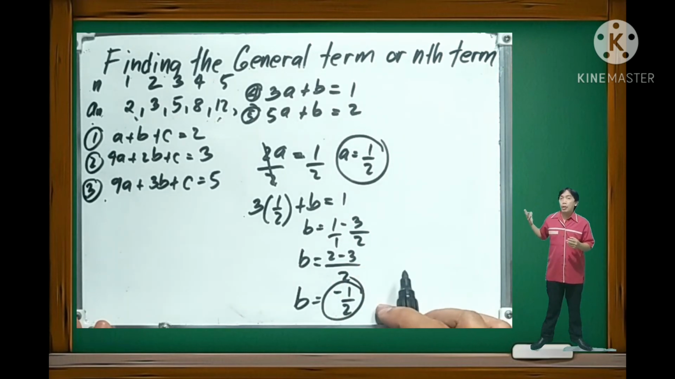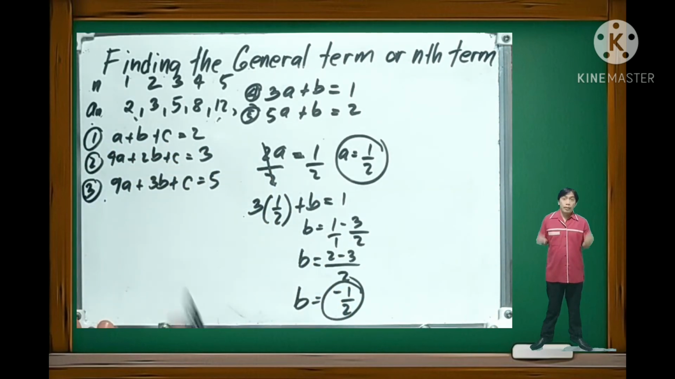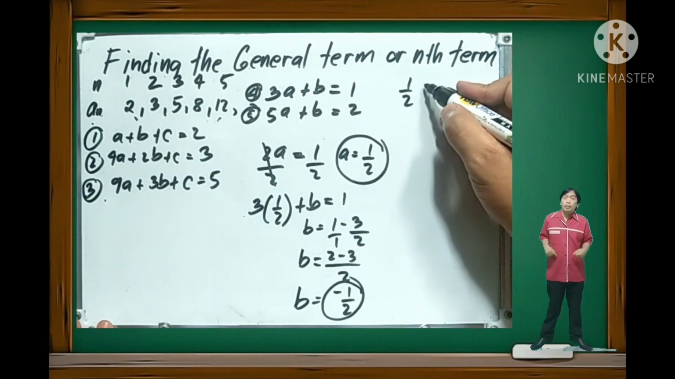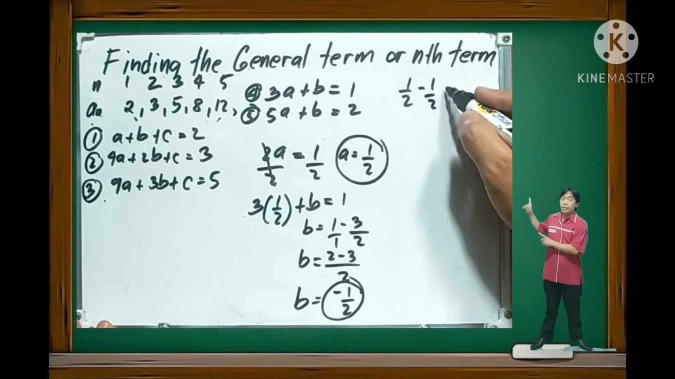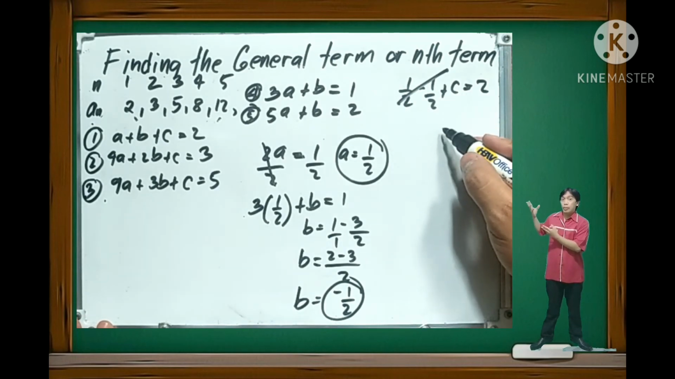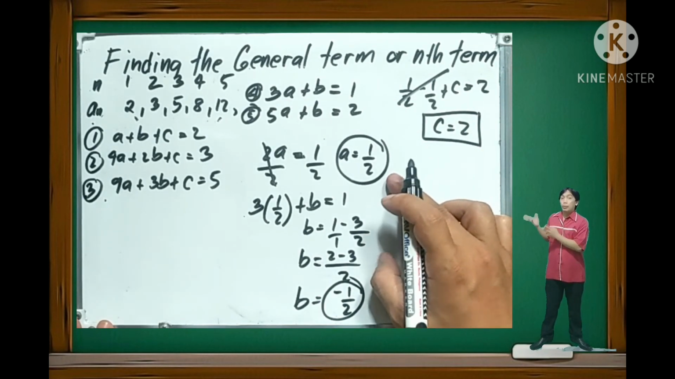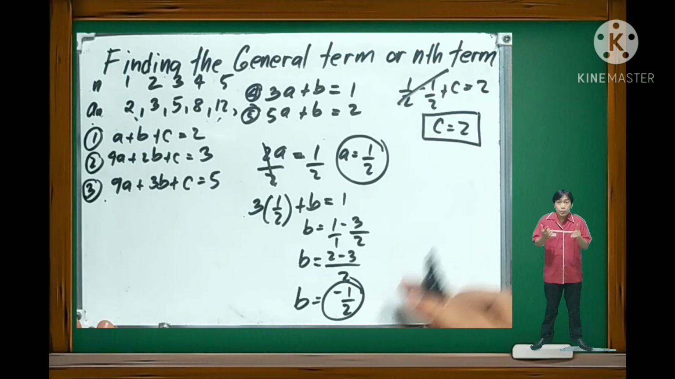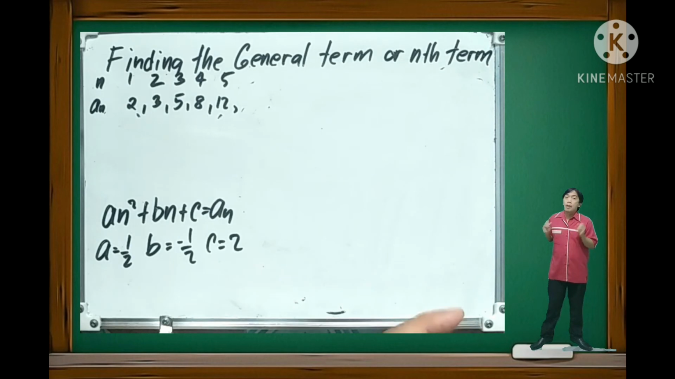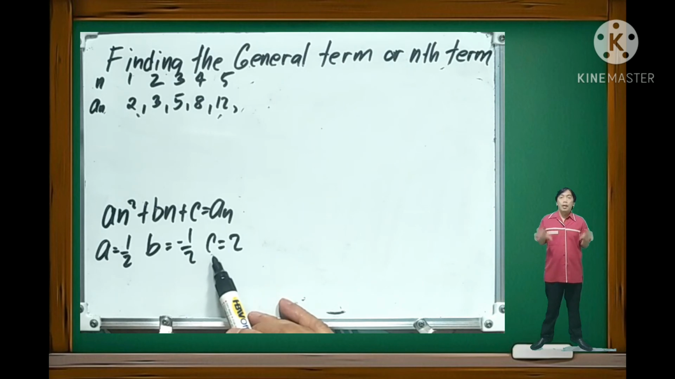So we have a and b already. Let us now substitute using equation 1. The value of a is 1/2, plus the value of b, which is negative 1/2, so minus 1/2, plus c is equal to 2. So 1/2 minus 1/2 will cancel out, and I have here the value of c, which is equal to 2. So now I have the value of a, the value of b, and the value of c. We have a equal to 1/2, b equal to negative 1/2, and c equal to 2.